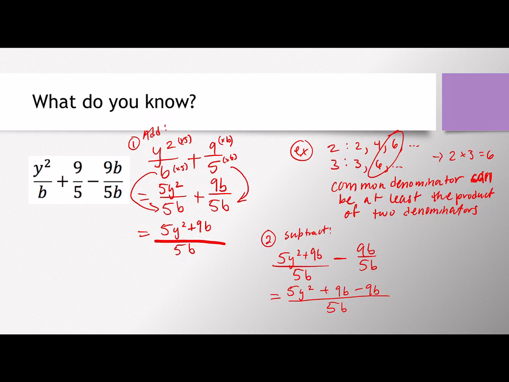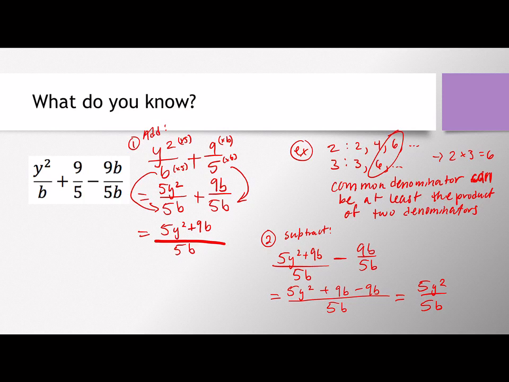Now simplifying in the numerator, notice that we have two opposite expressions. We have plus 9b and minus 9b. Those will cancel out because I have a positive 9 and a negative 9. So think about 9b length sticks or tiles. Positive 9 of them will cancel with negative 9 of them, make 0 pairs. And when they do that, we get 5y squared over 5b.